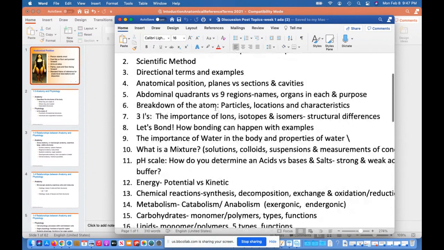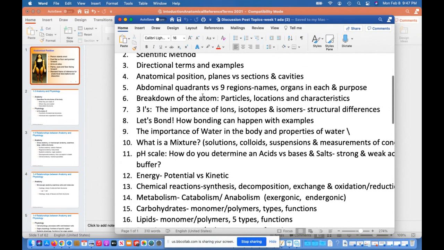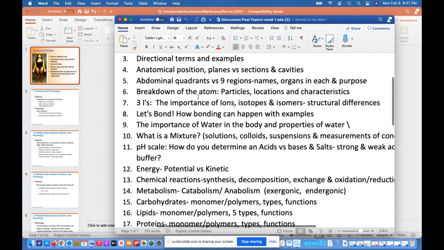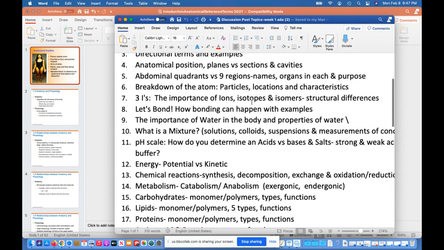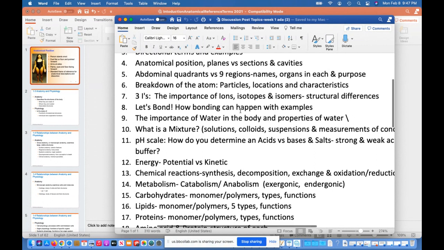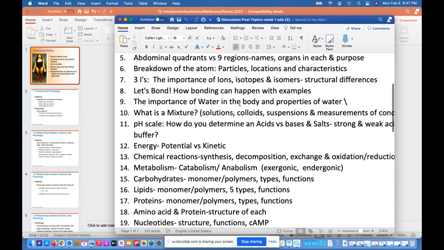Maybe someone's going to talk about the anatomical quadrants, which I'll probably mention in this evening's lecture. Someone's going to talk about the atom and what is neutrons and electrons and protons and discuss that. What are electron shells? Maybe someone's going to talk about ions and isotopes. Someone's going to cover, let's bond. Well, how does bonding happen? Some of you are going to talk about maybe covalent bonds or ionic bonding or the octet rule and how that works. The importance of water, the hydrogen bond, and some of the properties of water.